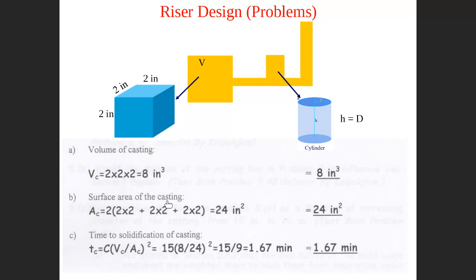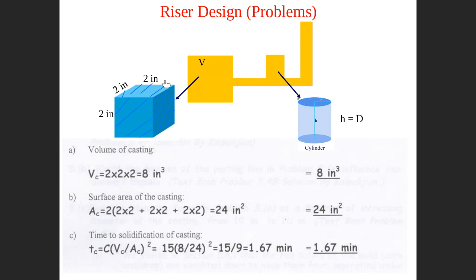Second, the surface area of the cast. We need to know what the surface area is here. What is the meaning of surface area? It's the area of all surfaces in contact with the mold. This area, can you see that? Also this area, also this area. Six faces. We need the total, the summation of the areas of the six faces in contact with the mold.